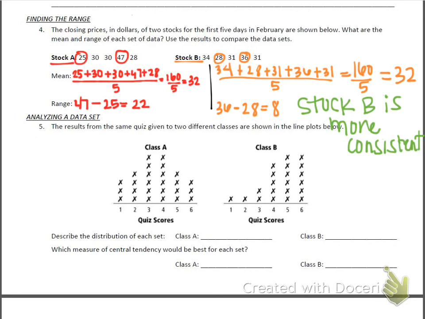Okay? So your exit ticket is number 5. I'm going to pass out your homework log and your worksheet for homework tonight. And then I'll check your number 5 before you leave. So that's your exit ticket for today.